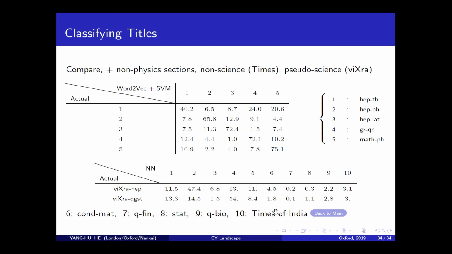And you can also test against things that are not science. Unfortunately, we couldn't download the Times because they protect themselves. But the Indians are very nice. The Times of India is freely available as a good training source. So you can test arXiv against India, and you can see the difference between science and non-science. And you can also, of course, see the difference between science and pseudoscience, which is kind of a fun thing.